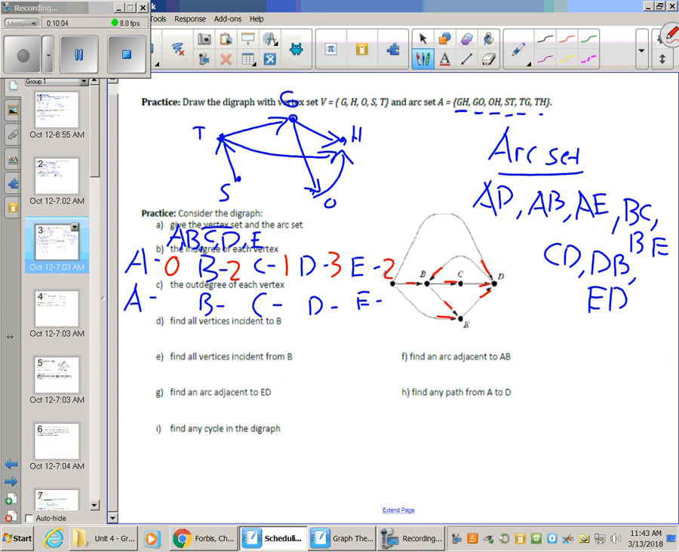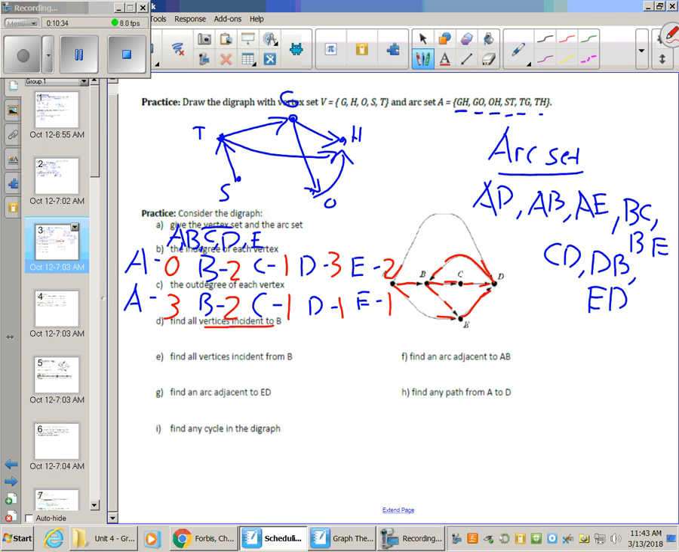The out degree are the arrows coming out of it. So for A, it's all three of them. 1, 2, 3. For B, you have 2 arrows coming out of it. 1, 2. For C, you have 1. And for D, you have 1 coming out of it right here, kind of sneaking out there. And E, you have 1 coming out of it as well. So know how to find out degree, know how to find in degree. All right?